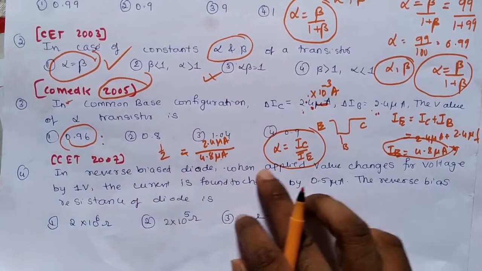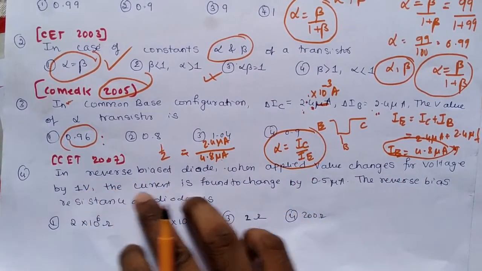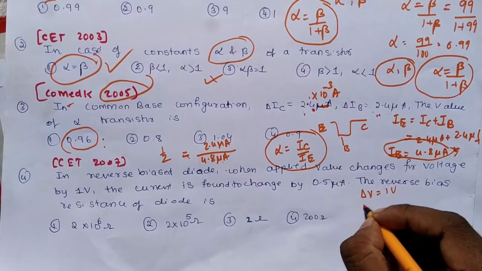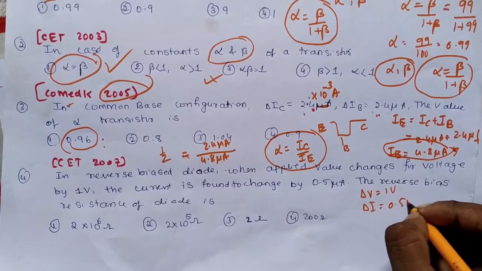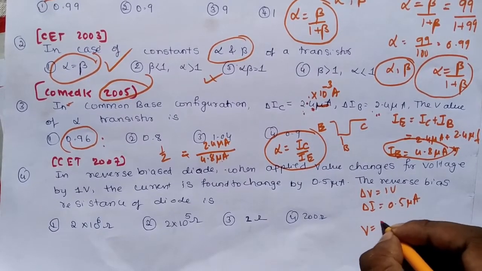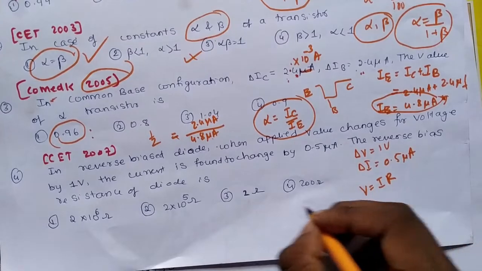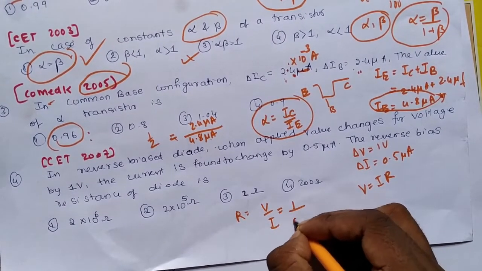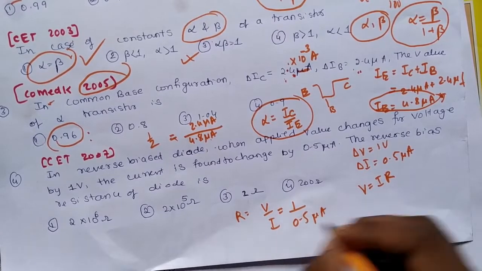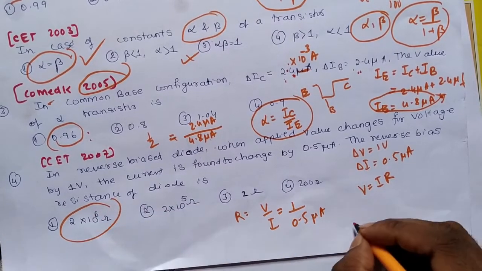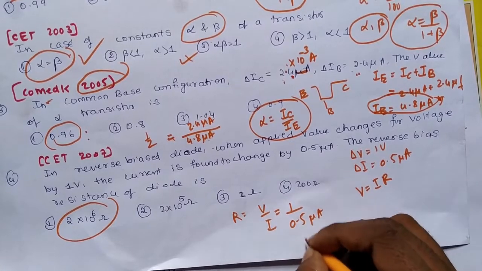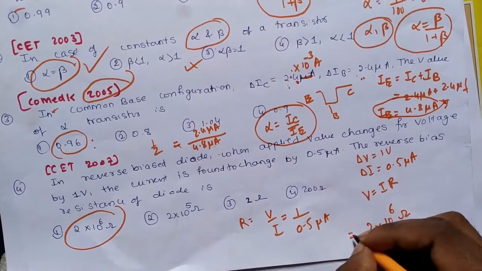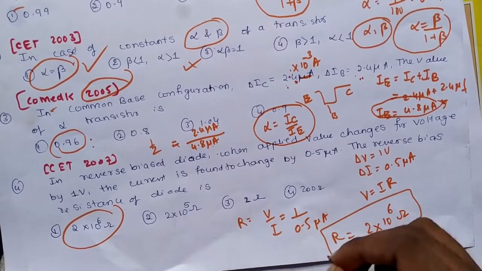In a reverse bias diode, when the applied value of voltage is 1 volt, the current is found to change, current is 0.5 microampere. That means, by using Ohm's law, V is equal to IR, I have to calculate R. R is equal to V by I. V is 1 volt and this will be 0.5 microampere. The answer will be 2 into 10 to the power of 6, if I take this upside, and microampere becomes 10 to the power of 6 ohm. So resistance is 2 into 10 to the power of 6 ohm.